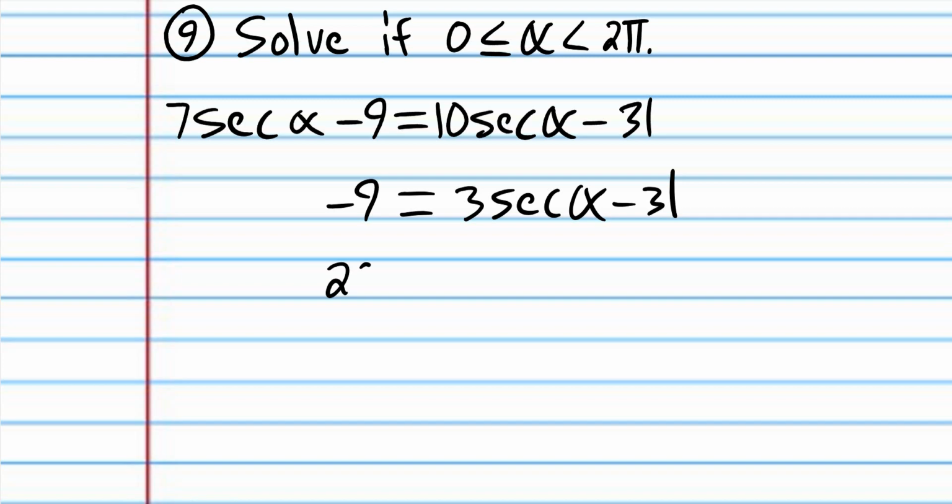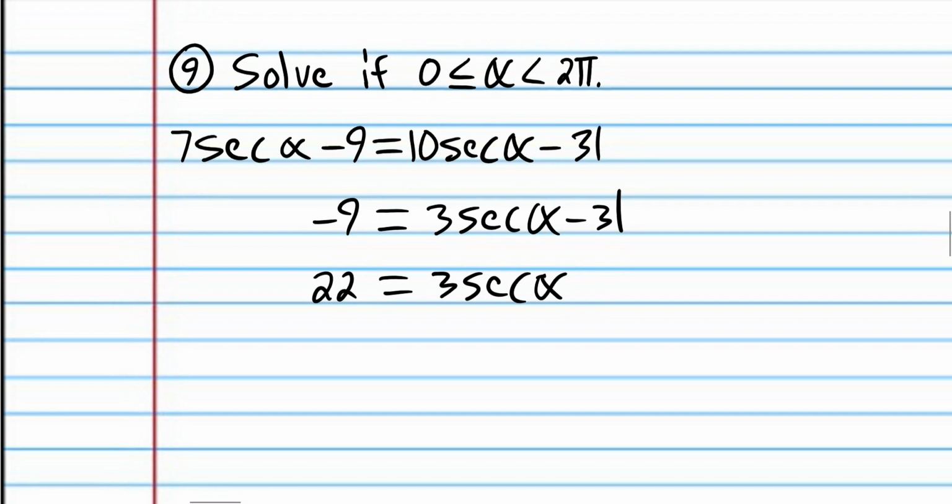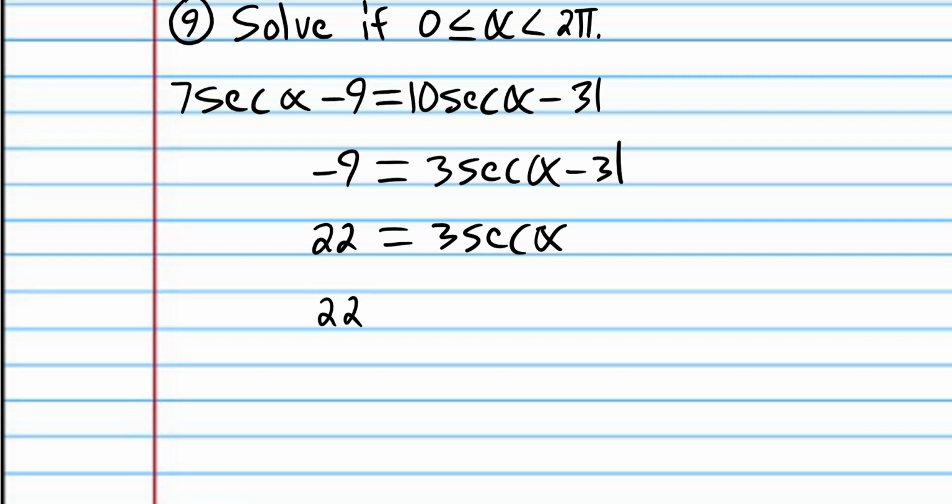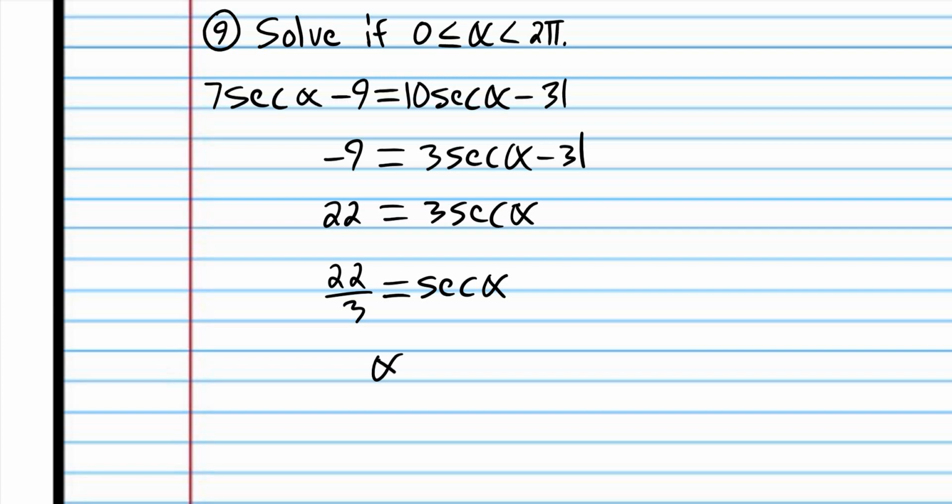And add 31 to both sides. And then we're going to divide both sides by 3. Now, we want to use our calculators to find the angle using a secant inverse function. This is what we enter into the calculator if we want to find alpha, because this ratio is not something that we really recognize. The problem is our calculator doesn't have a secant inverse button, so we just can't do that.